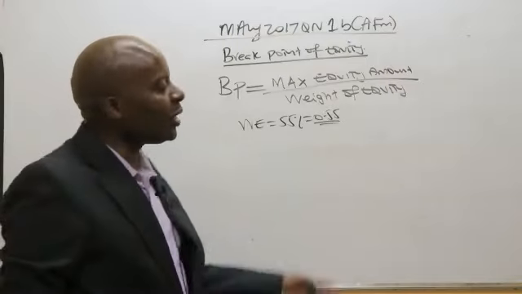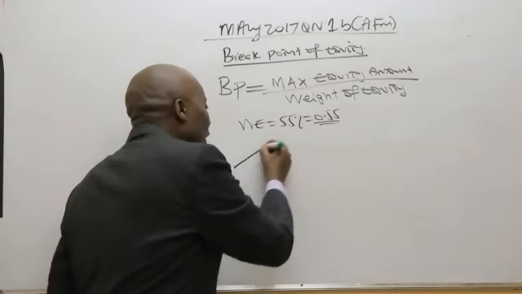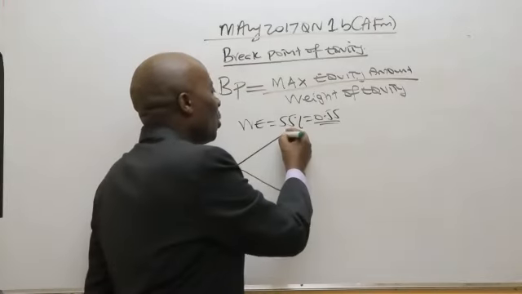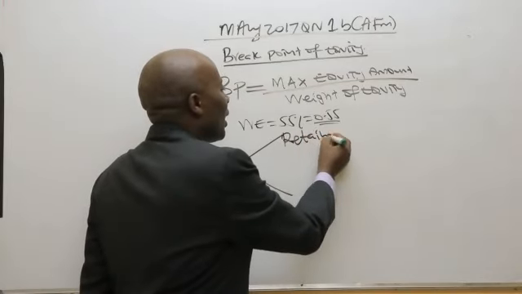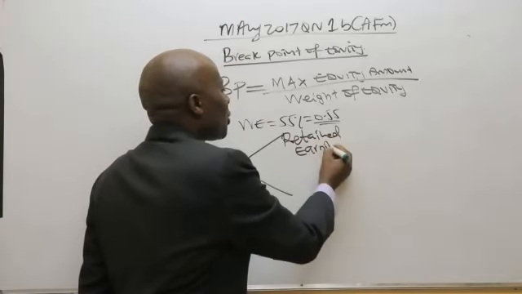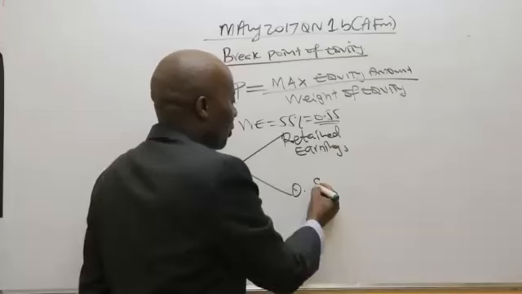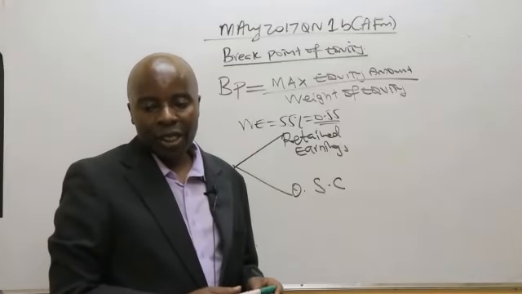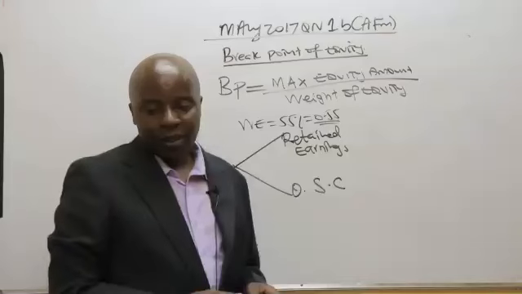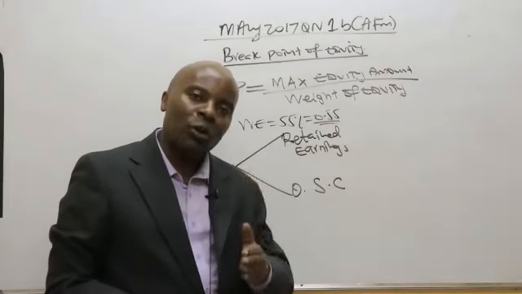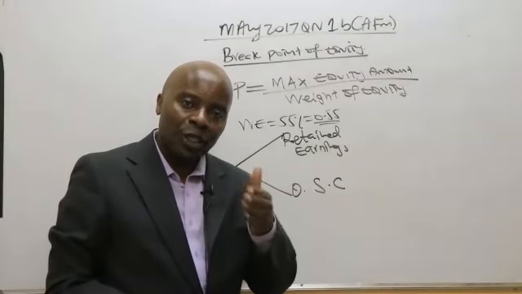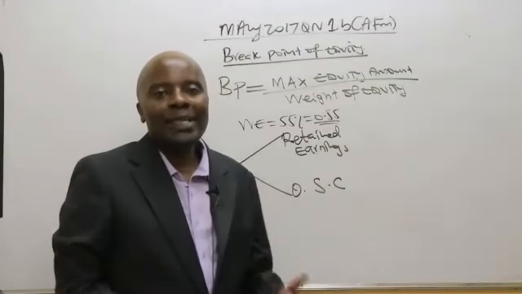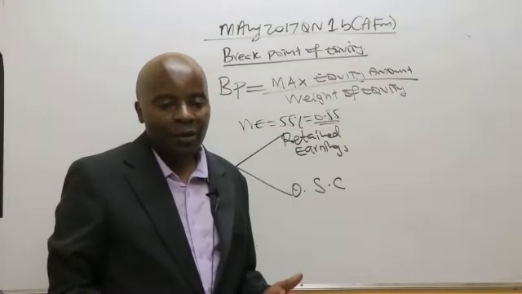How about equity amounts? Remember, equity is divided into two. Equity has two components. Under equity, ladies and gentlemen, we have retained earnings, and then we have what we call the ordinary share capital. So for us to compute the breakpoints of equity properly, first of all we have to tell how much we have coming from retained earnings.